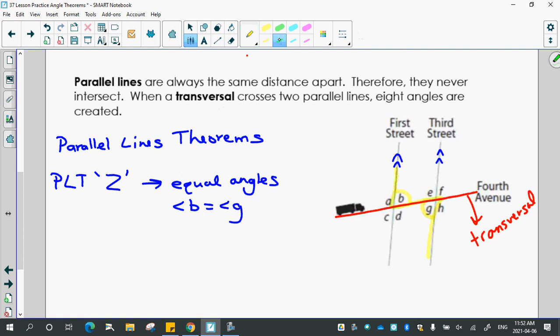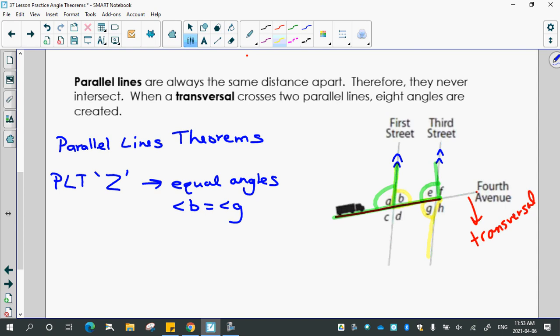Carter said there's also an F pattern, which is true. So I could make an F. So there's my transversal. And here's my F. Let me erase this part here. There's my F. And in the case of the F, the underarms of the F are equal.